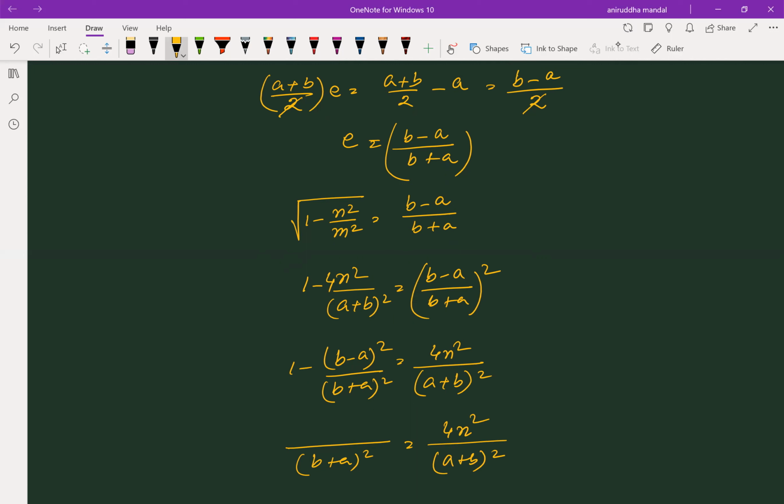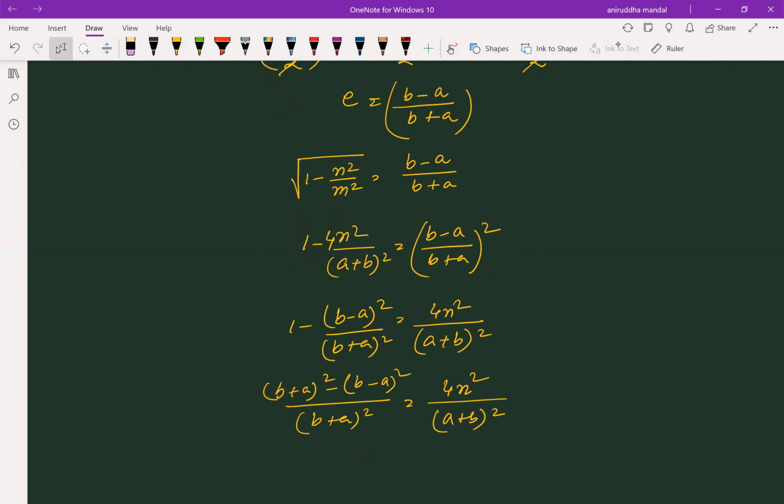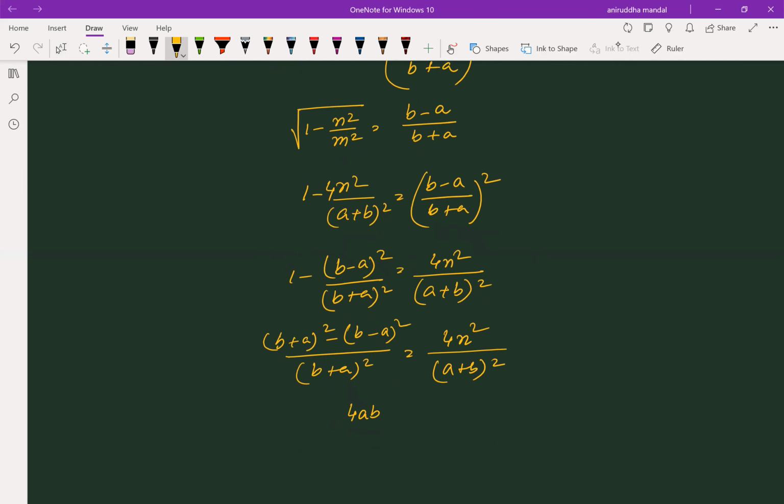Now (b plus a) whole square minus (b minus a) whole square means 4ab. So this is 4ab, and this will get cancelled. So in 4n square, the 4 also gets cancelled. So we have n square equal to ab.